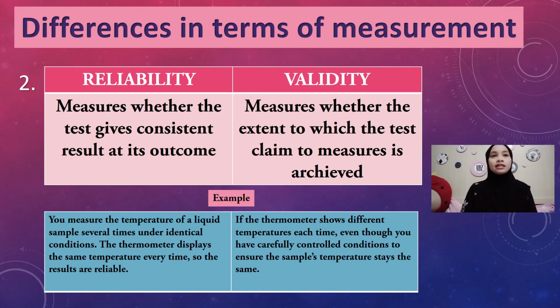Here is the second difference between reliability and validity, which is the difference in terms of measurement. So reliability is a measure of whether the test gives consistent results at its outcome. So reliability refers to how consistently a method measures something. If the same result can be consistently achieved by using the same method under the same circumstances, the measurement is considered reliable.